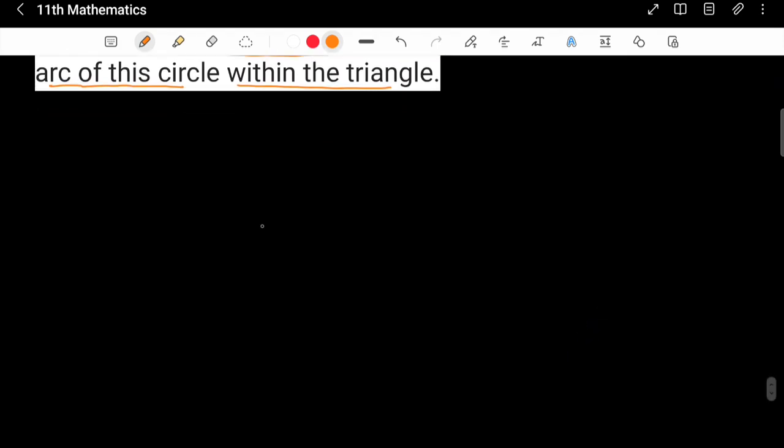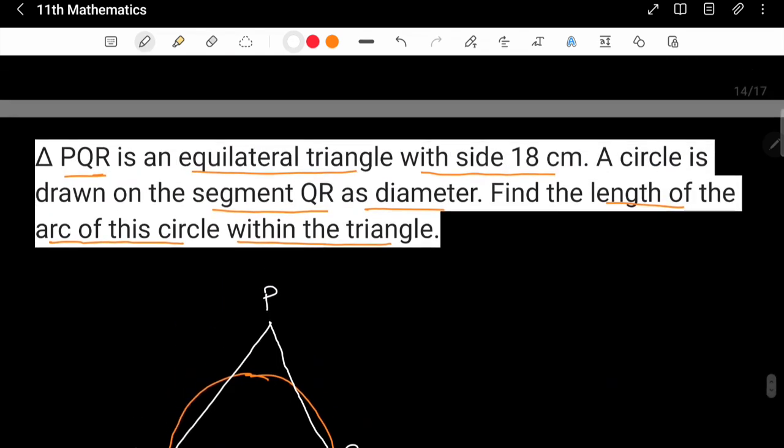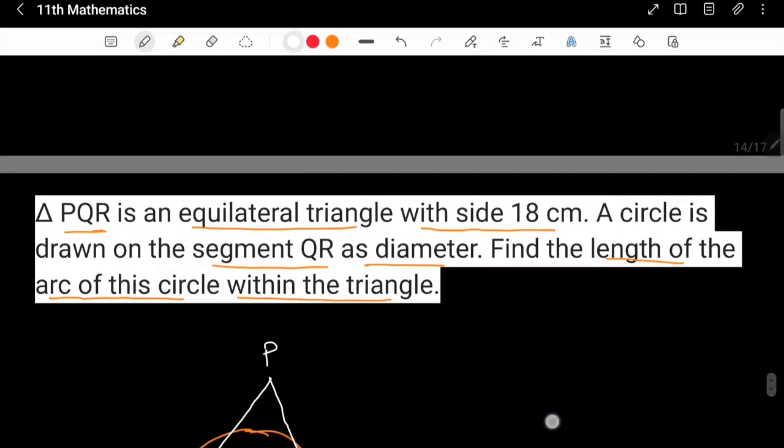So let's draw the diagram. First we'll draw the circle like this. And then we will draw the triangle. So this is the QR which acts as the diameter of the circle. Fine. And then like this, these are the other two sides of the triangle. So this is triangle PQR.